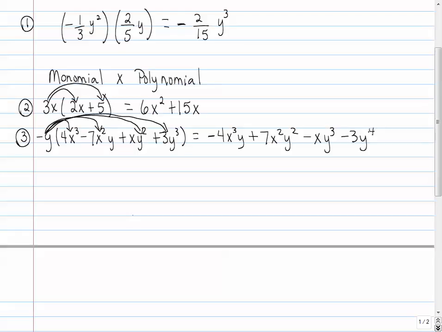And that's your answer. So you just multiply the negative y times everything in the parentheses. And you know when you multiply by a negative, it changes the sign. So it's going to change all those signs that are inside the parentheses.